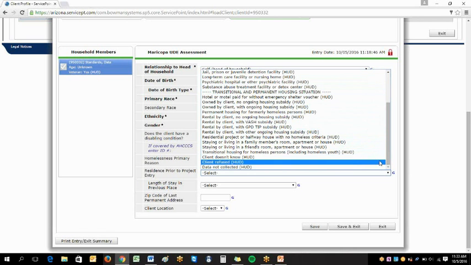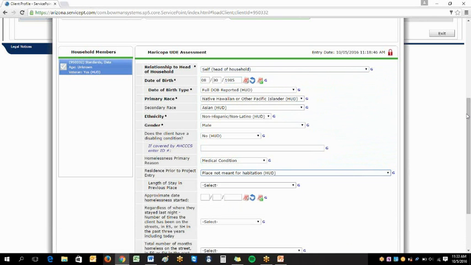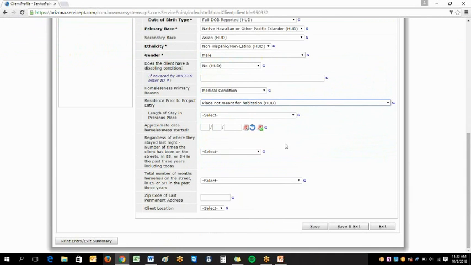For the first example, we are going to select that your client entered your project from a place not meant for habitation. Once you have selected that option, you will now see that the list of questions have changed, and that is based off of their residence prior to project entry. Next, you will be asked their length of stay in previous place.